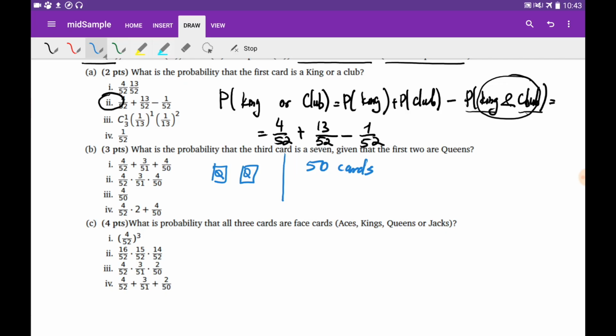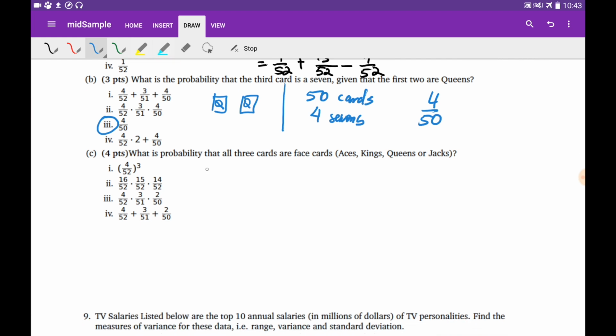right? And how many 7s do we have in the deck? We have 4 7s in the deck, right? Because we know that we've chosen the queens in the first 2 trials, the probability of choosing a 7 on the third trial is going to be 4 divided by 50, which is this option.